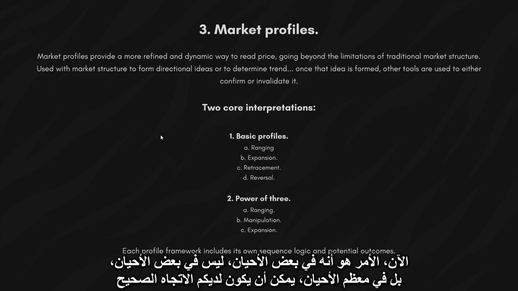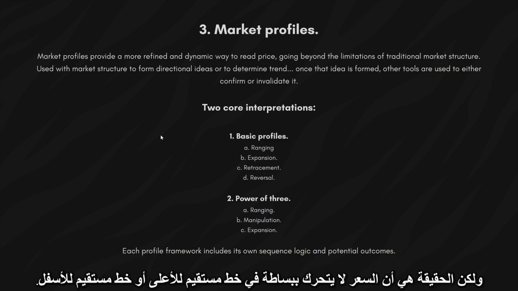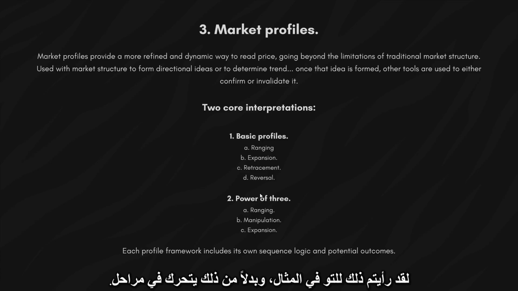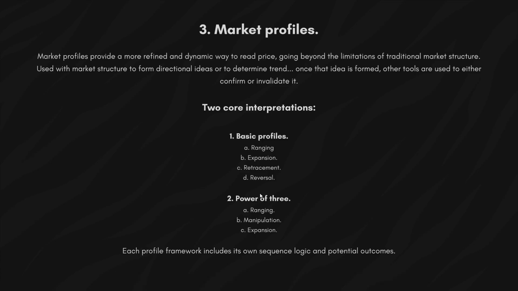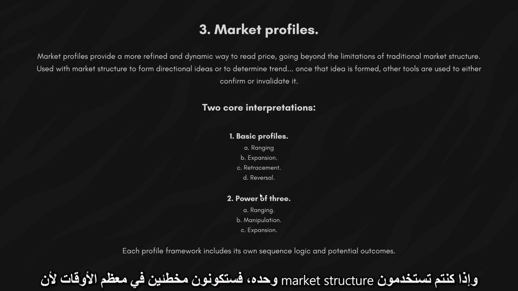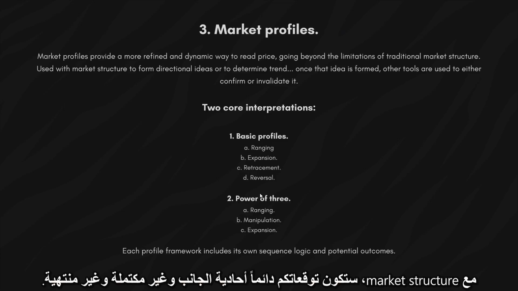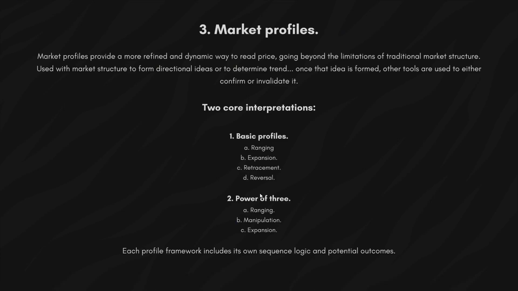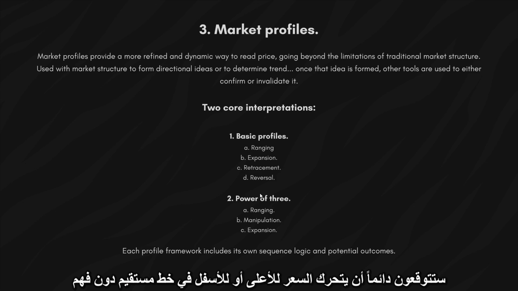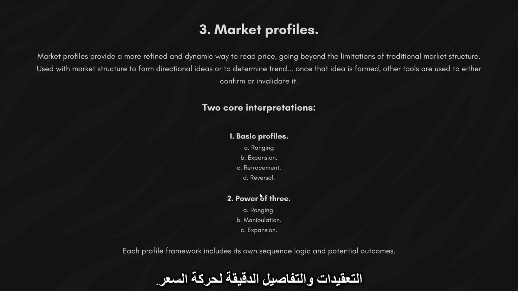Now, most of the time, you could have the correct direction of the market or price. But the reality is that price does not just move in a straight line higher or a straight line lower. You just saw that in the example. Instead, it moves in phases. And if you are using just market structure alone, then you're going to be wrong most of the time, because with market structure, your expectations would always be one-sided and incomplete, right? You'll always be expecting price to move higher or lower in a straight line without understanding the intricacies and the nuance of price action.